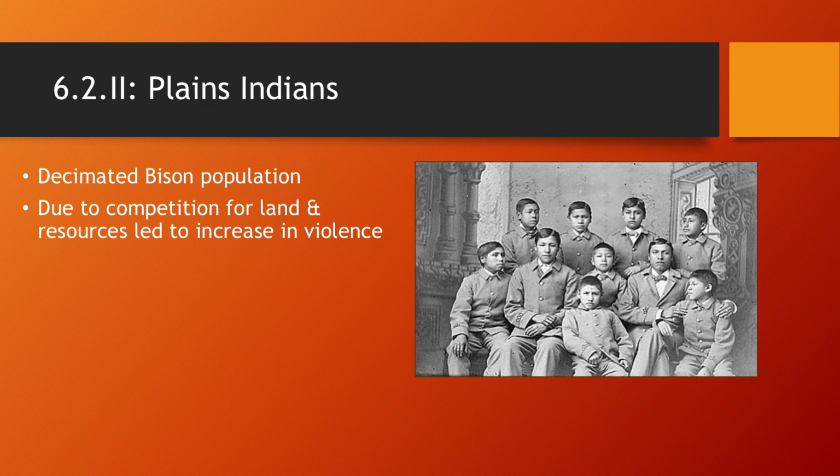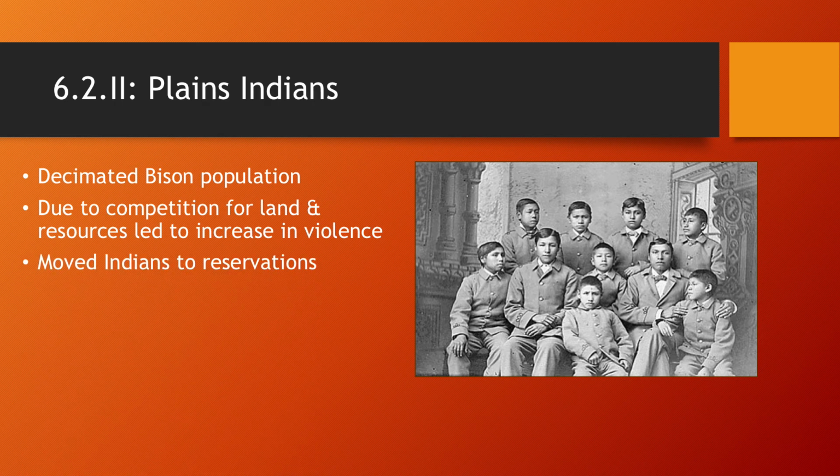As more and more white settlers come west, they want the land. They want all the resources that are being discovered out here. Gold is being discovered. Silver is being discovered. Iron and copper and zinc and eventually oil. All of this led to violence and the Plains Indian Wars.